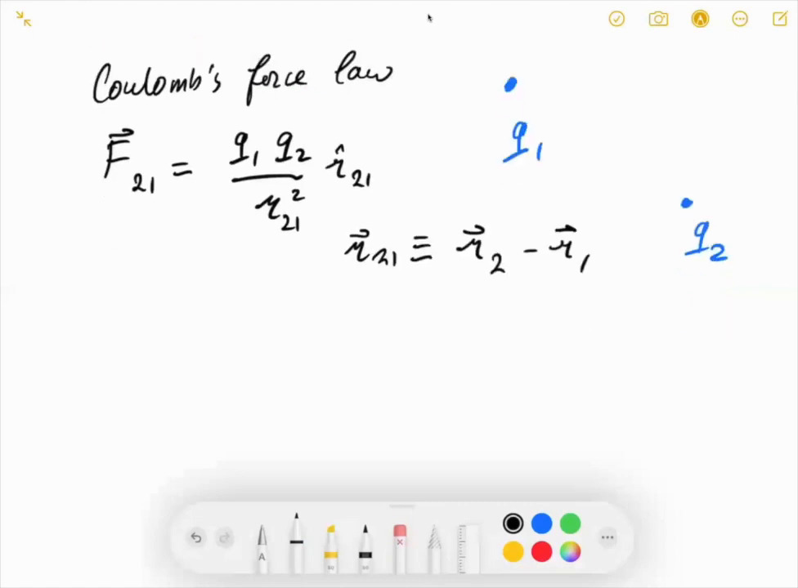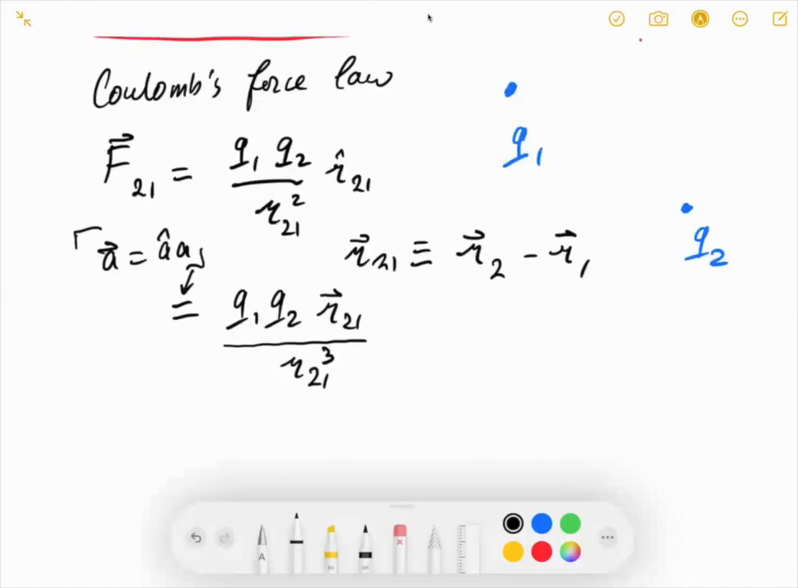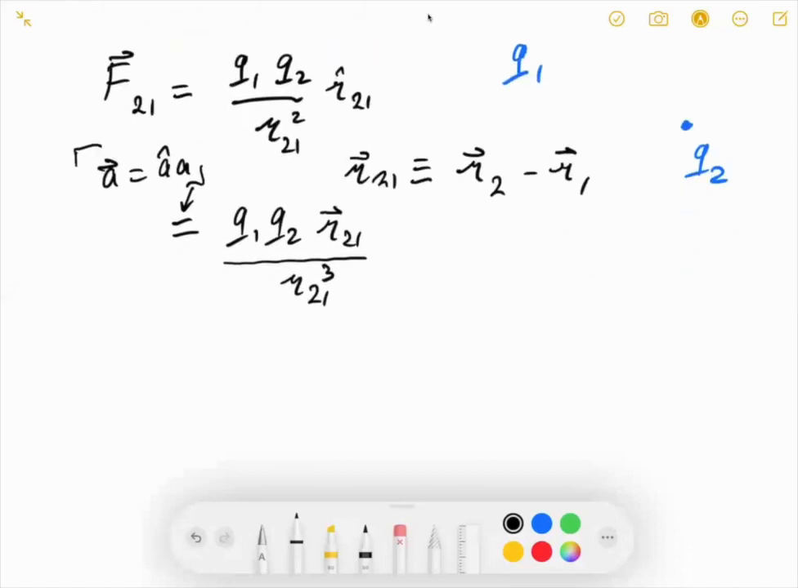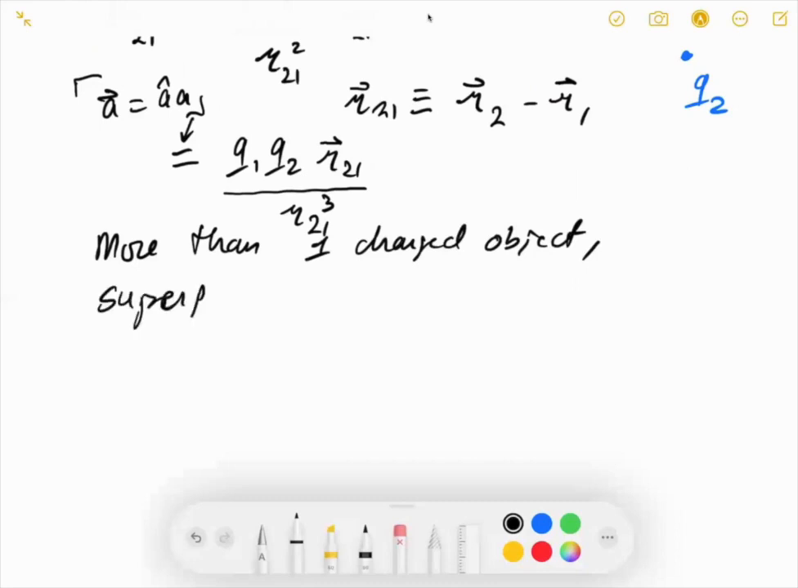So we can also write it using the fact that the vector is always the unit vector times the length. Stick that in there. You can also write this obviously as q1 q2 times the r21 vector divided by the r21 length, but now that's cubed because of that extra factor of length. Then if we have more than one charged object, superposition says that you should be able to add all those forces.